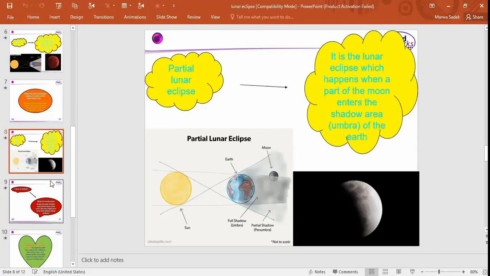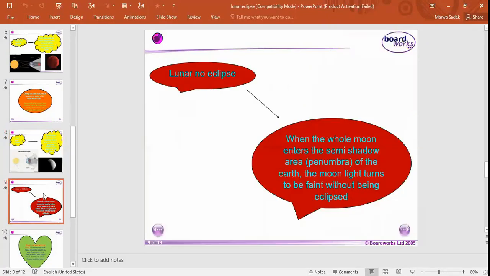So if the whole moon enters the semi-shadow area of the Earth, which is called penumbra, the moon will not be eclipsed. This is why we call this lunar no eclipse or lunar non-eclipse. It happens when the whole moon enters the penumbra of the Earth, and the moonlight turns faint. The light of the moon will be faint without being eclipsed. Okay?